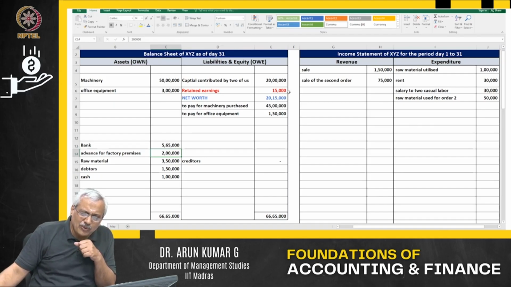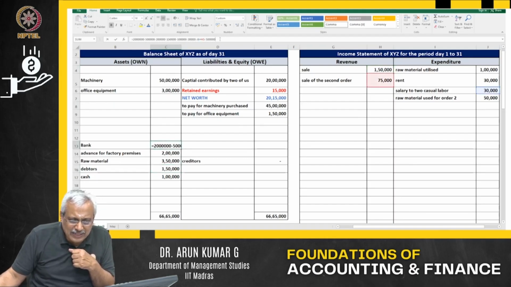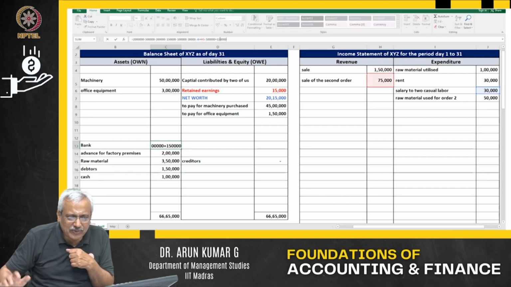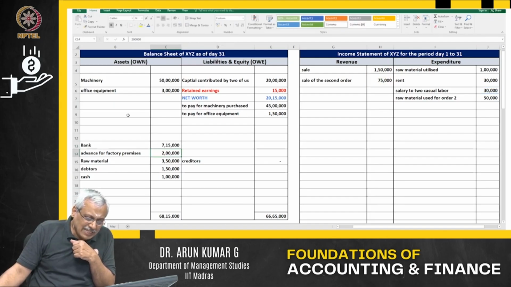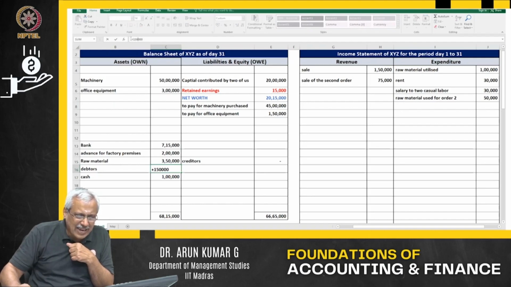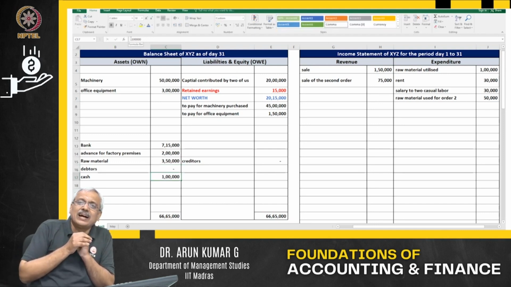Now I sold for 1,50,000 something out here, and that fellow has to pay me. Imagine he also pays me on the same day. Then what happens? My bank balance now increases by 1,50,000 out there, and I am eligible to get from somebody 1,50,000. Now once he pays, I am not eligible to get it from him because he has already paid and that's gone.